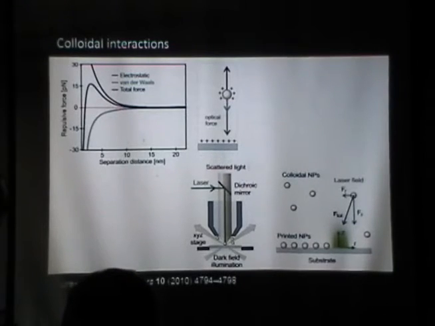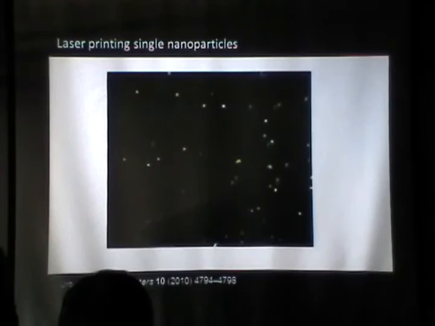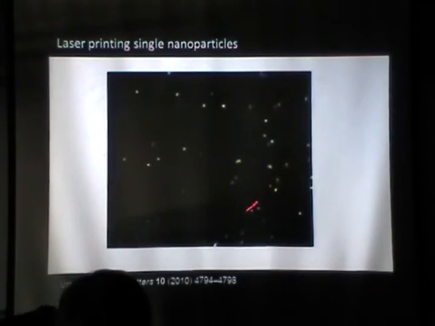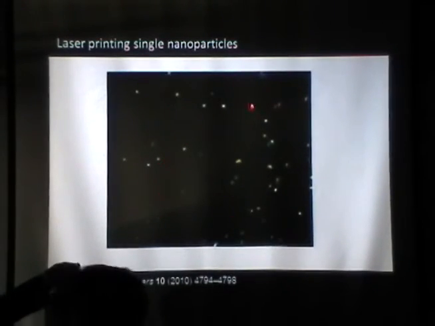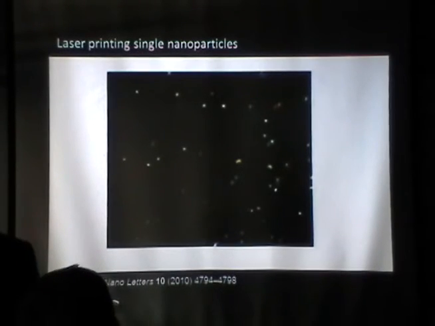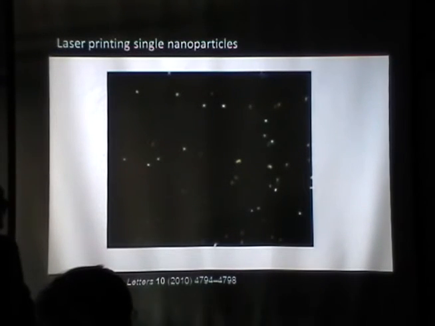The setup is very similar to the previous one, but now instead of using a laser to heat up, we use a laser to push the nanoparticles against the surface. Let's see how it works. What you see here is a dark field micrograph of gold nanoparticles, 80 nanometers in size, that are swimming freely in suspension. And we will start.